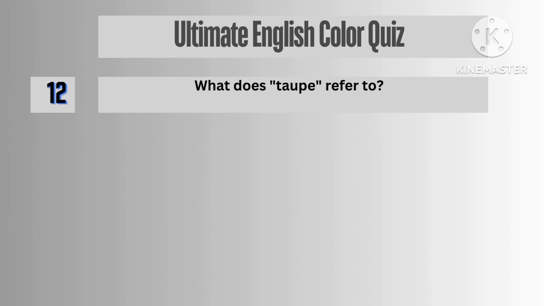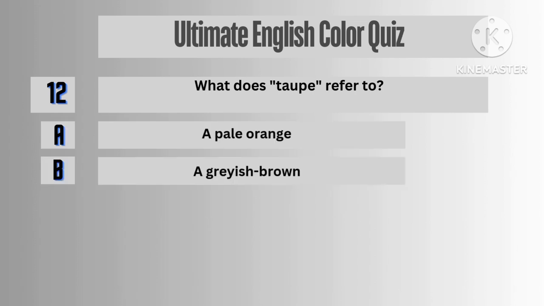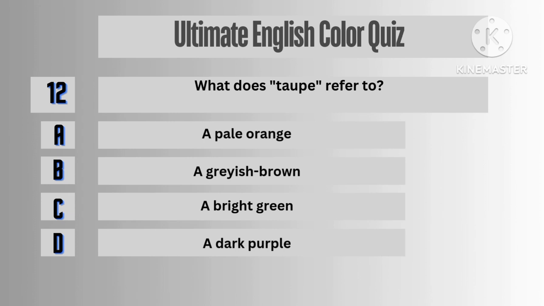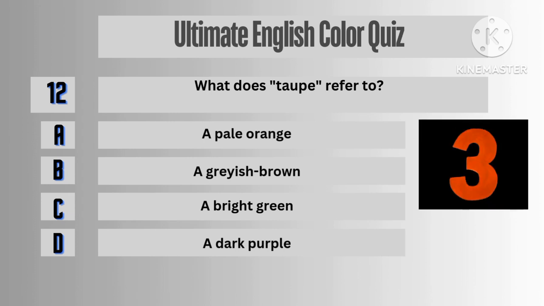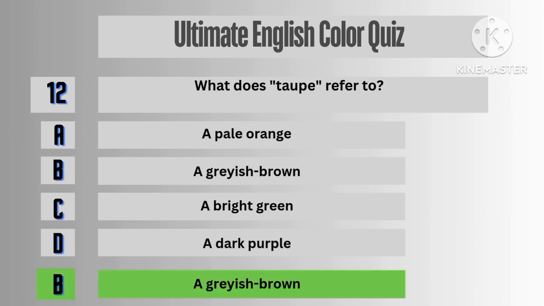Question number 12. What does taupe refer to? Option A a pale orange, option B a grayish brown, option C a bright green, option D a dark purple. 5, 4, 3, 2, 1. Correct answer is B a grayish brown.